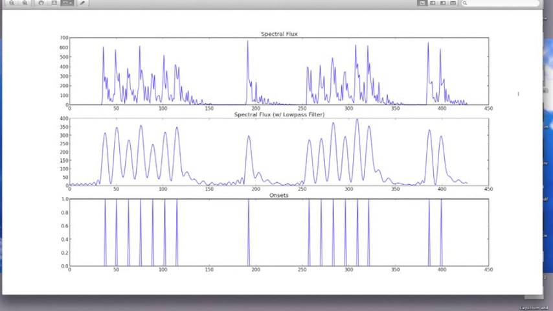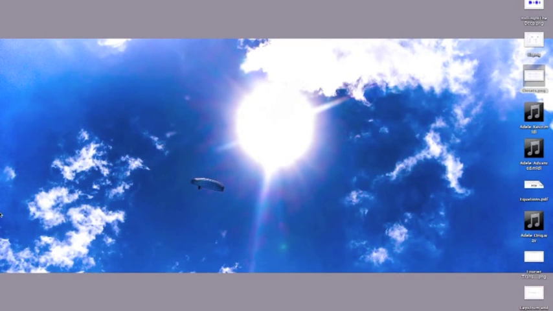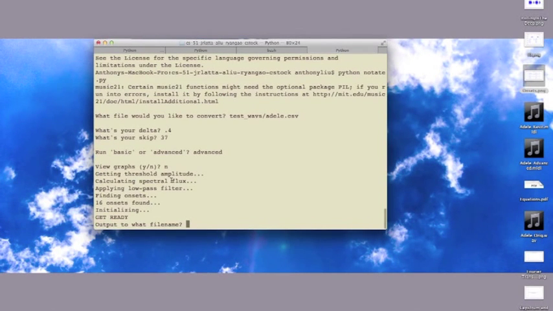These graphs are the result of running the onset detection on Adele. The first graph is a picture of the spectral flux over time. The second is after the low-pass filter has been applied, and the third graph shows the points that were chosen as onsets by the peak detection algorithm. We now have algorithms to find onsets and the pitch at that onset, so we should have enough information for our output. Let's listen.